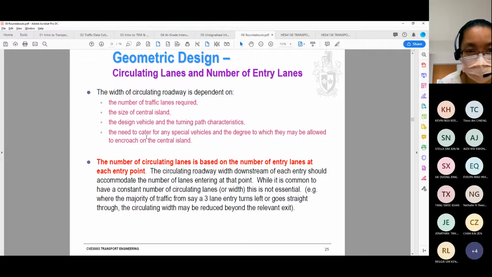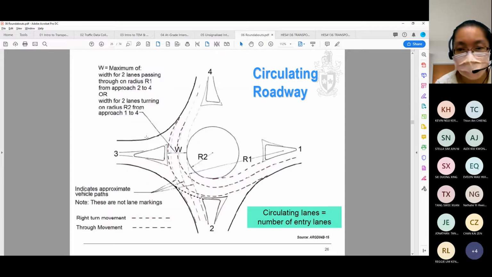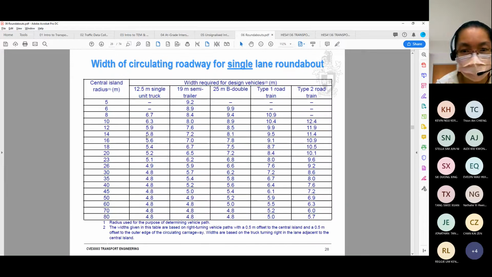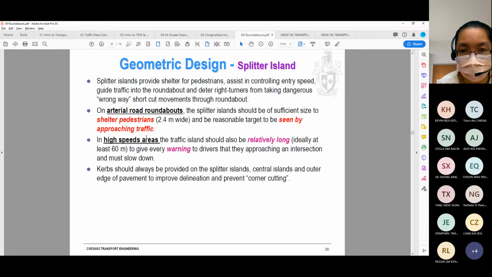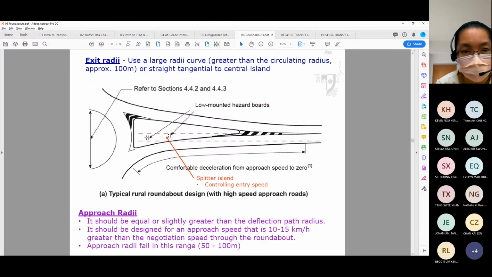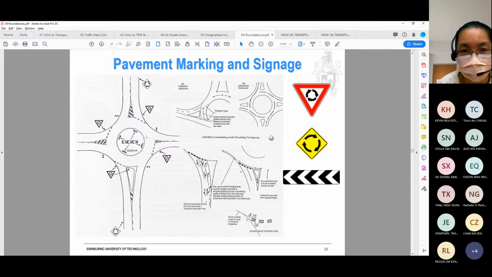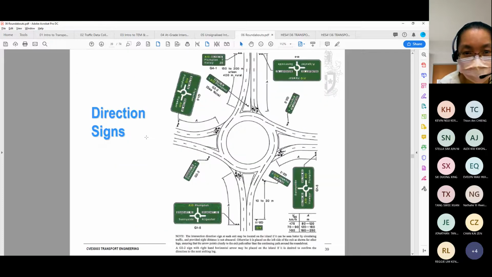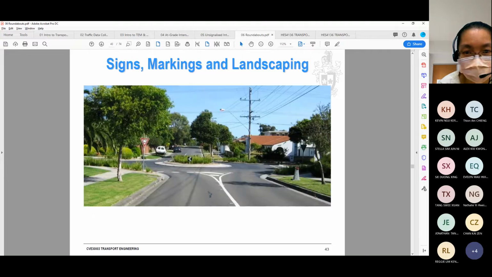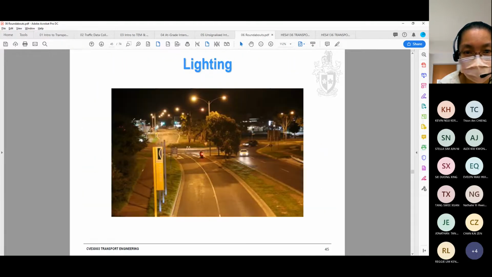Considerations are also given to circulating lanes and number of entry lanes. I won't be asking you to draw a roundabout. That has already been covered in your assignment 1, so don't worry about that.